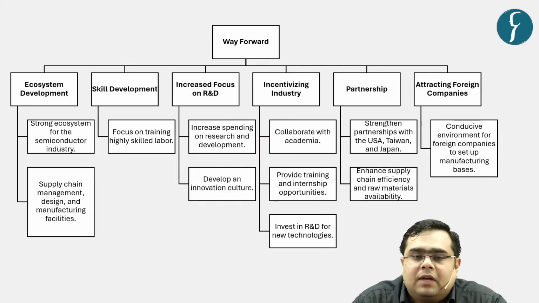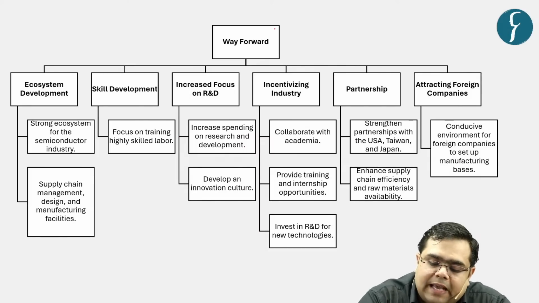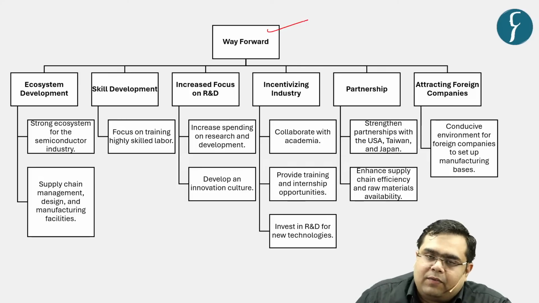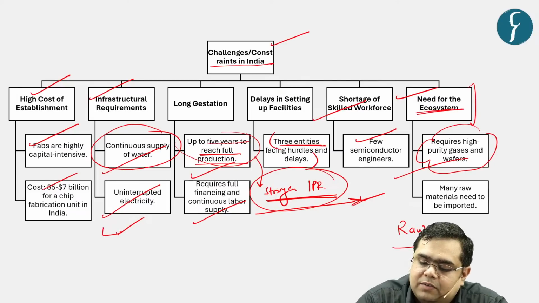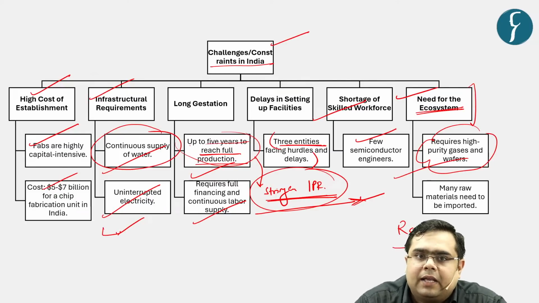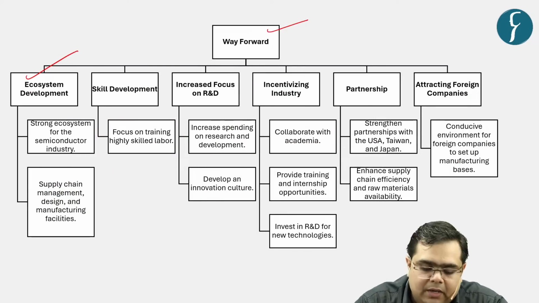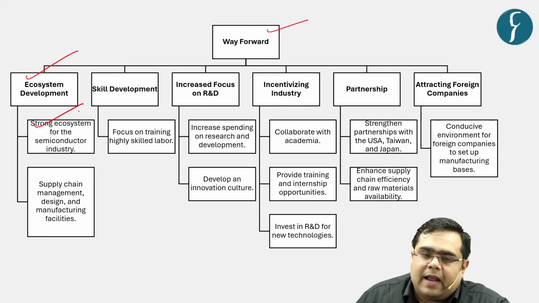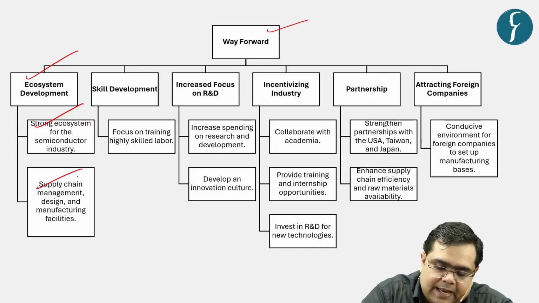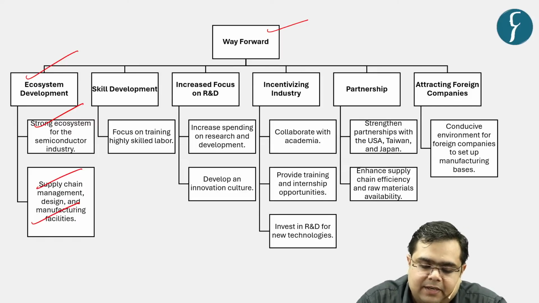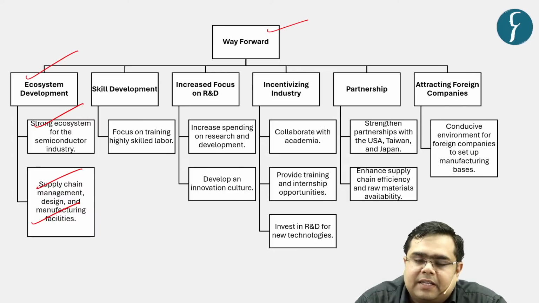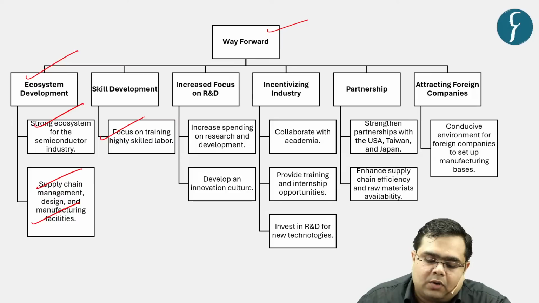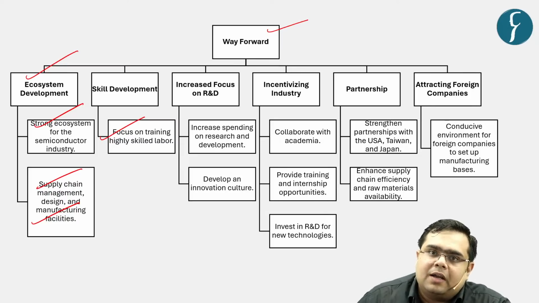Moving on, now all these problems kept aside, what can be the way forward? The way forward can be ecosystem development. The first problem that we faced was that we were lacking a strong ecosystem. So what would be the natural solution? That we develop a strong ecosystem in this context, and we need to work for development of supply chain, design and manufacturing facilities. At the same time, we also face that India lacks specific engineers in this context, so we need to focus on skill training to the labor.